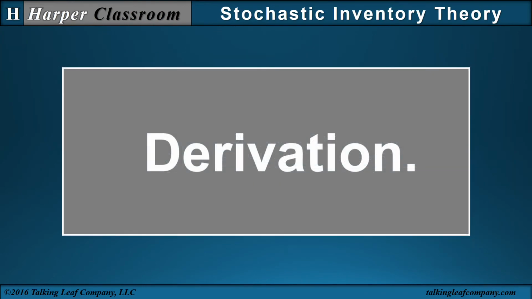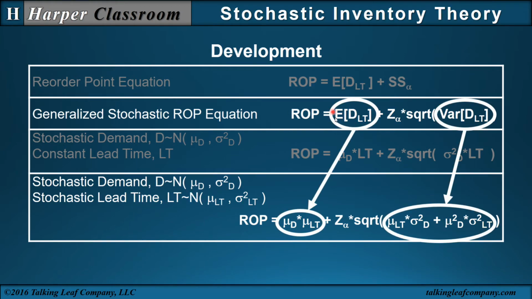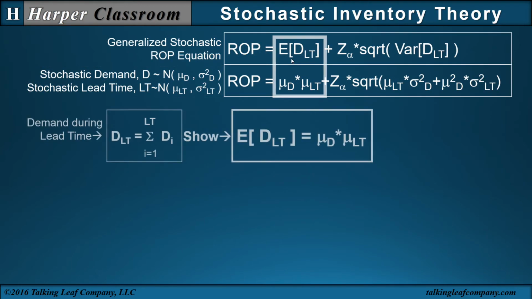So now let's look at the derivation of the second ROP equation, where the demand and the lead time both are stochastic and follow a normal distribution. Essentially, I'll show that the expectation of the demand during lead time is that expression, and the variance is that expression. So let's start with the expectation of the demand during lead time.